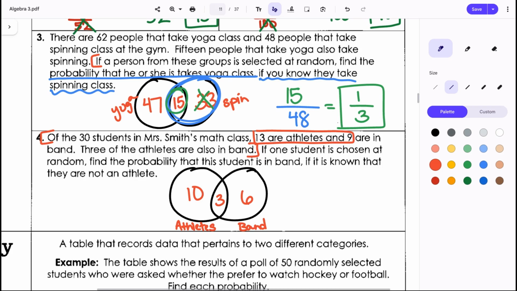So they didn't have that in the last problem. We were talking about the yoga and spin. Everyone was accounted for in the yoga and spin problem. This one has 8 kids that they're not including right now. So we want to just make sure that we're aware of that because we're probably going to need to know that when we set up our fraction.